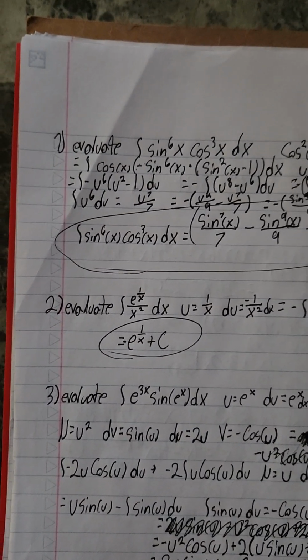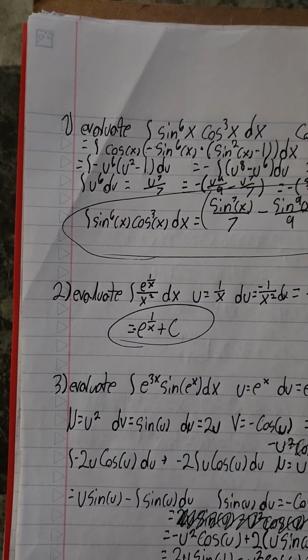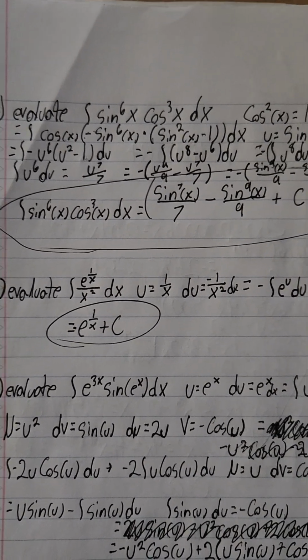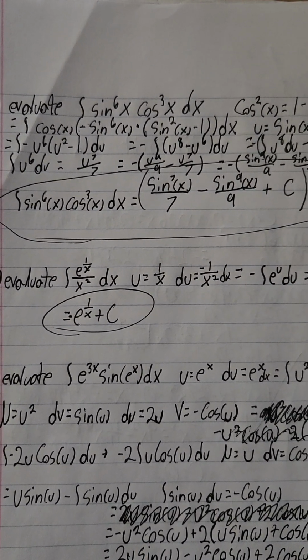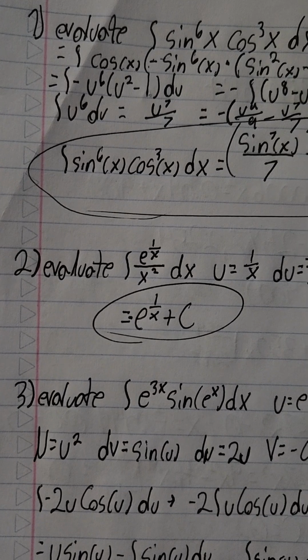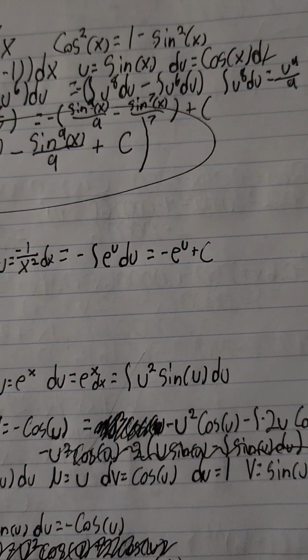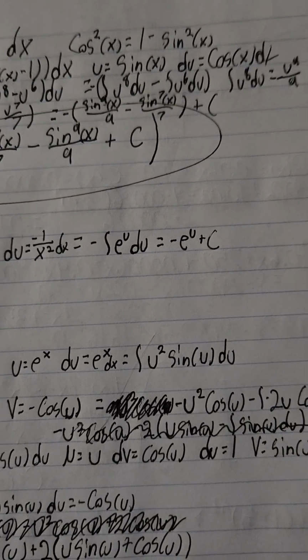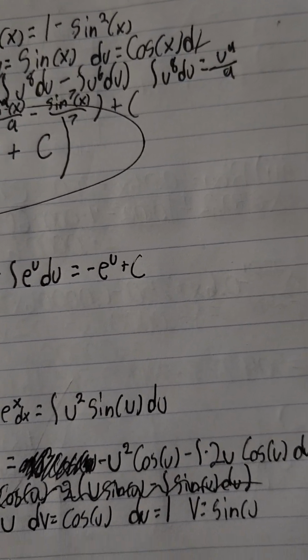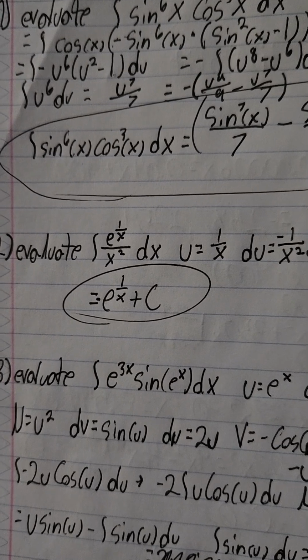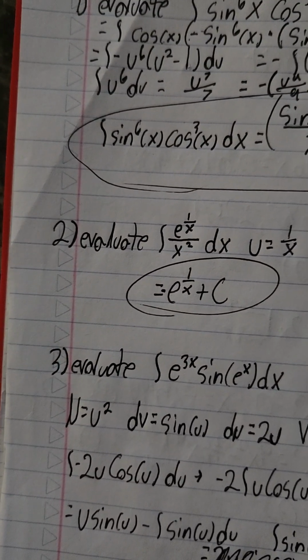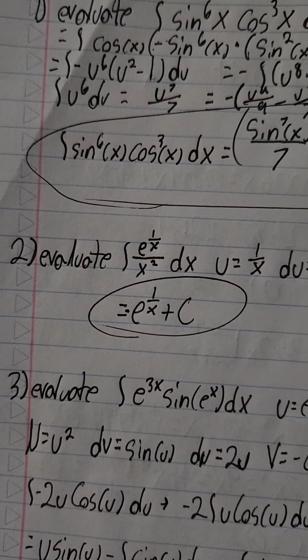For number 2, this one's way easier. You just use u substitution. 1 over x. du is negative 1 over x squared, which gets rid of the bottom part there once you rewrite it. So it equals negative e to the u du, which is really easy to solve. It's just negative e to the u plus c. And then you put in your 1 over x again, and it equals negative e to the 1 over x plus c.